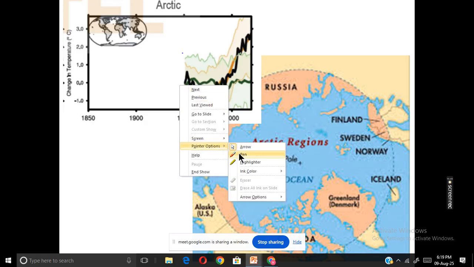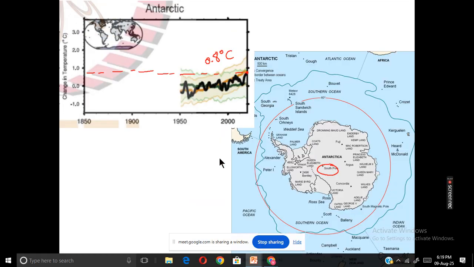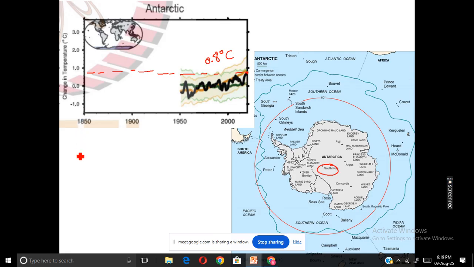Now this is the North Pole region, which is the Arctic region. Now here, if we look at it, Antarctic is basically a landmass covered with an ice sheet.